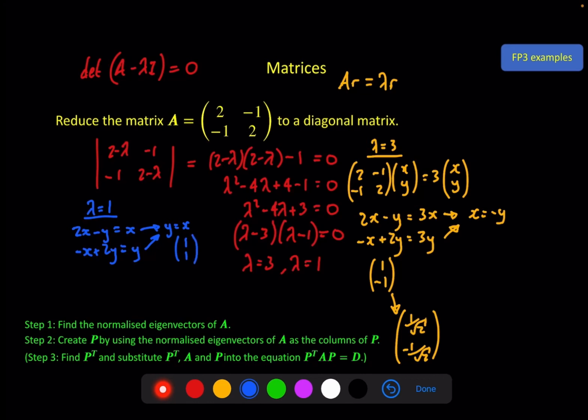And again, that's not normalized. That does not have a magnitude of 1, so the normalized eigenvector here is going to be 1 over root 2, 1 over root 2.